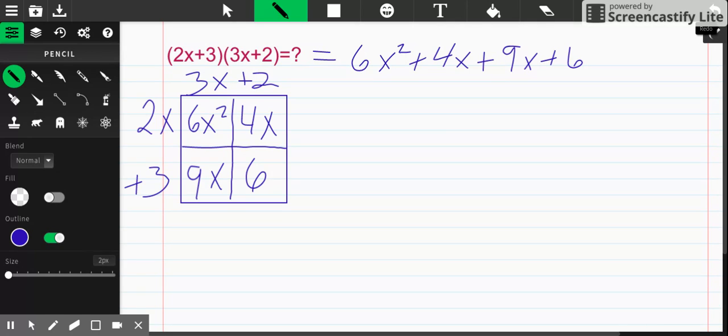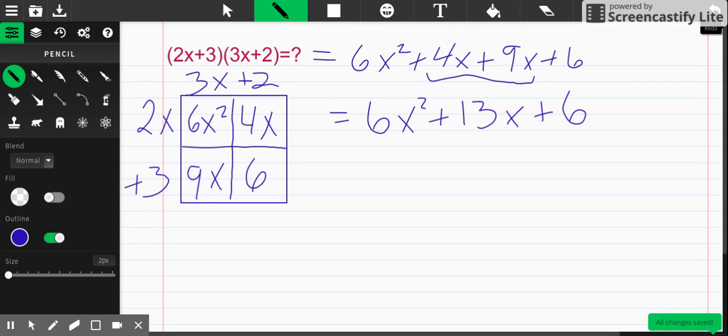So please just notice here that all I've done is taken each of the individual boxes and strung them out into one long string. So I'm going to combine 4x and 9x, and you're going to get 6x squared plus 13x plus 6. Okay, so that's just a rundown of the area model.